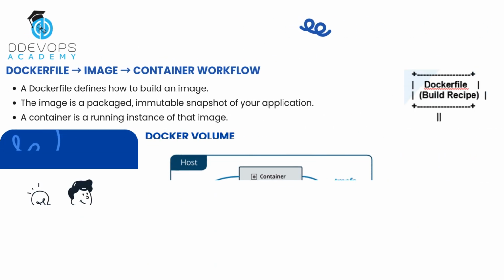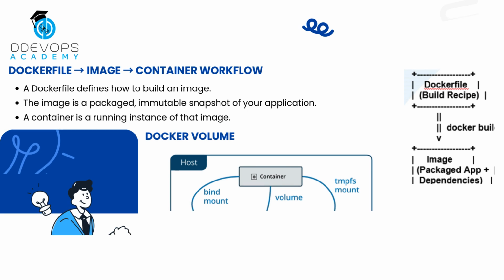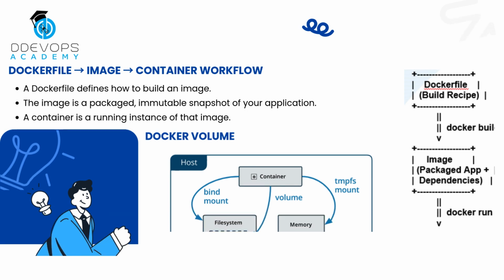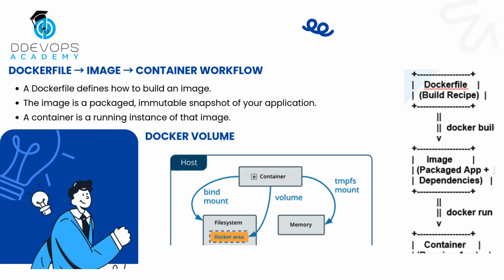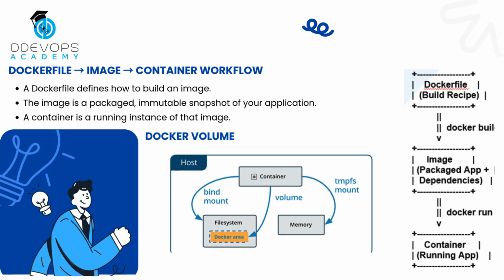Let's walk through the Docker workflow. It starts with a Dockerfile, a blueprint for building an image. That image packages your app and its dependencies. When you run it, it becomes a container, a live, isolated environment. Now about Docker volumes. They're used to persist data. Volumes link your host system to containers, allowing data to survive even when containers stop. This setup is key for managing stateful applications.